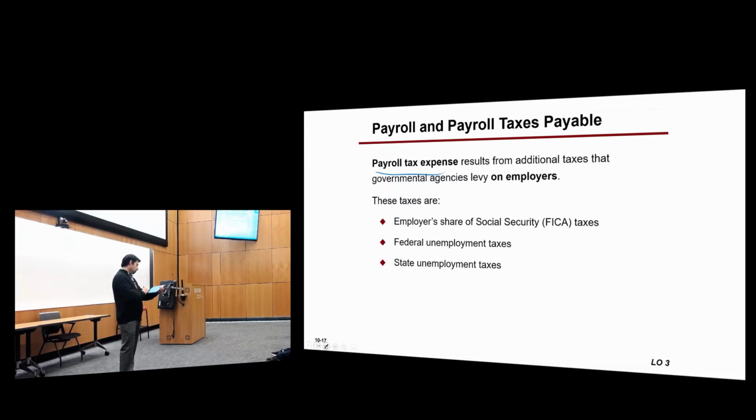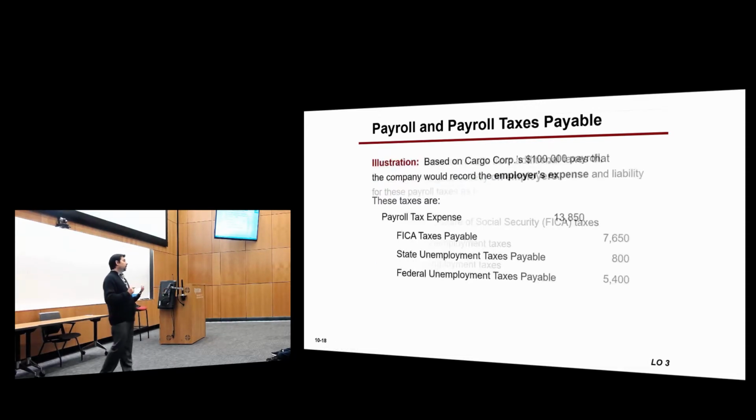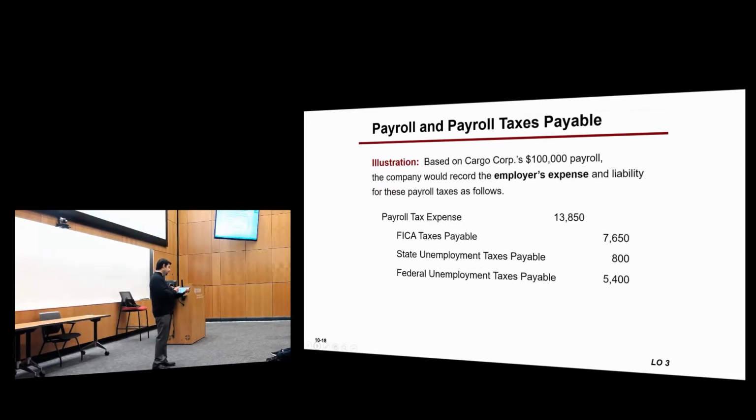So the company, in order to record that, will debit payroll taxes expense, and they will credit the individual liabilities. So they will have Social Security, and they will also have unemployment at the state and federal level.